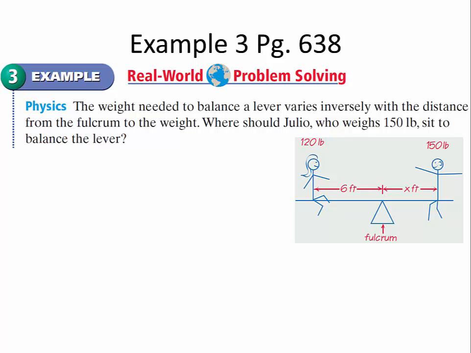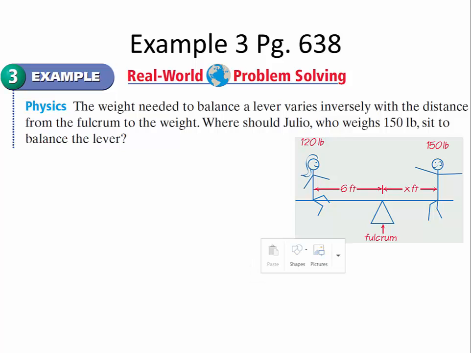So it says here, the weight needed to balance a lever, which is like a teeter-totter, varies inversely with the distance from the fulcrum, which is the middle, to the weight. Where should Julio, who weighs 150 pounds, sit to balance the lever? So, ladies and gentlemen, here's the thing. Weight varies inversely with distance. So how do I show that?